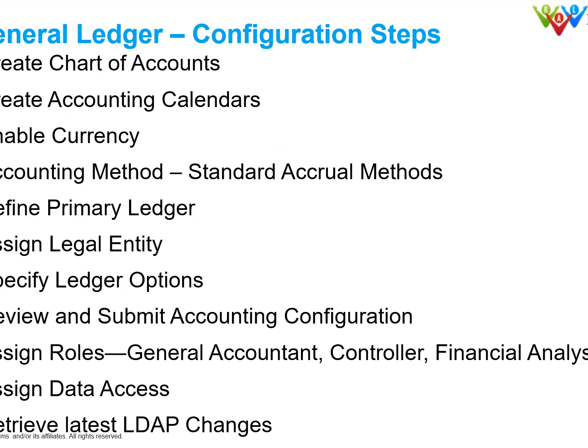And you have to assign some roles so that the ledger can be accessed by that role. So for the data access which Manish has shown, you go with business unit or primary ledger, then role assignment and user assignment, so that the ledger can be accessed by the user, and then assign the data access set which Manish already showed. So these are the primary steps of general ledger configuration.